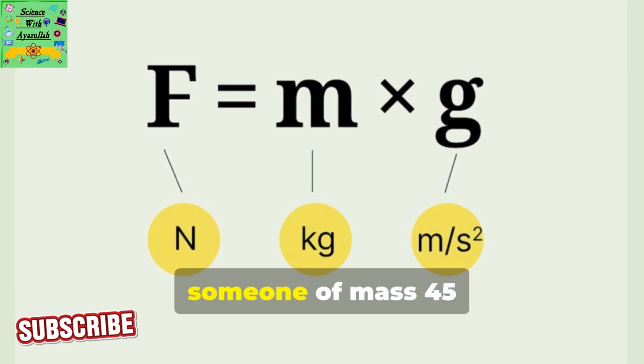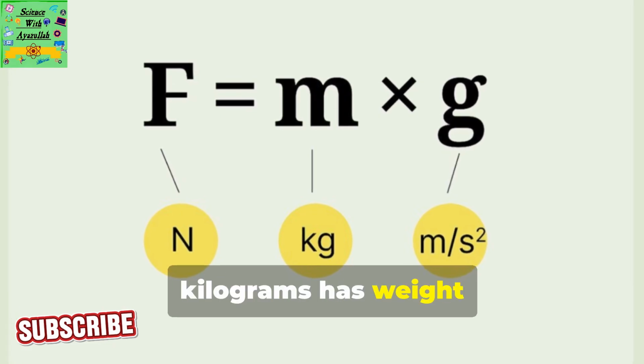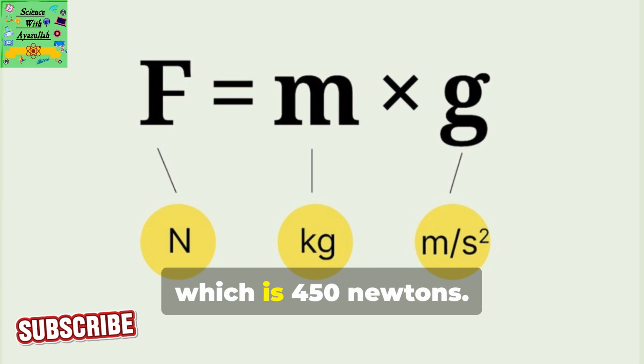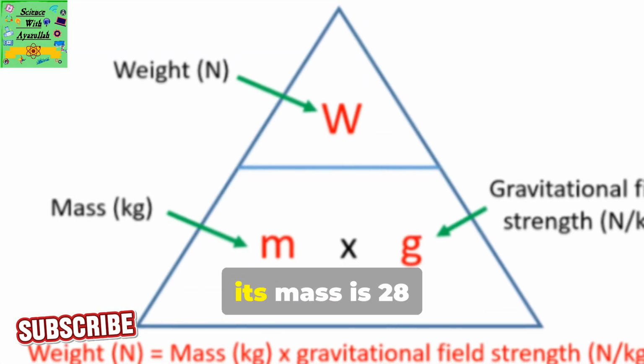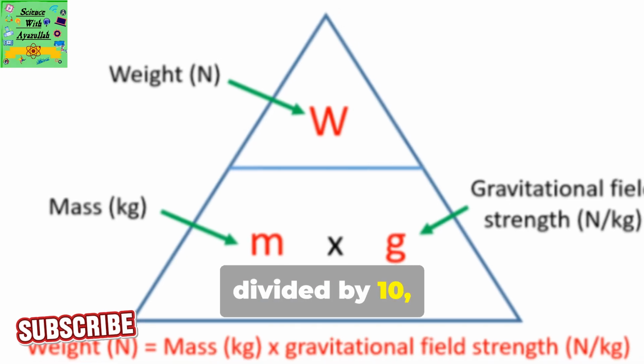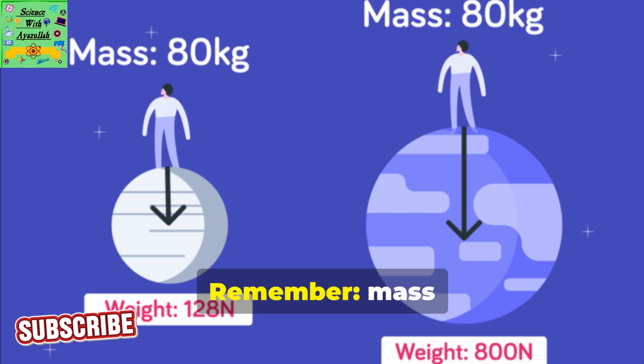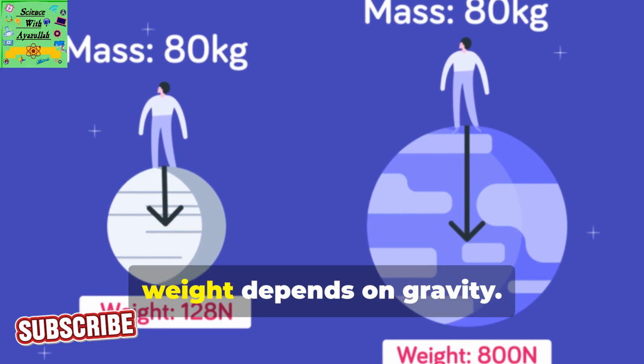For example, someone of mass 45 kilograms has weight 45 × 10, which is 450 newtons. If a games console weighs 28 newtons, its mass is 28 ÷ 10, or 2.8 kilograms. Remember, mass stays the same, weight depends on gravity.